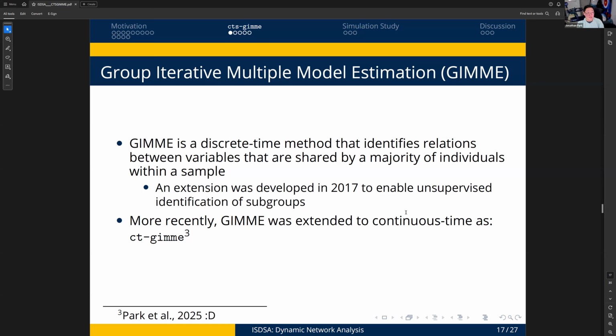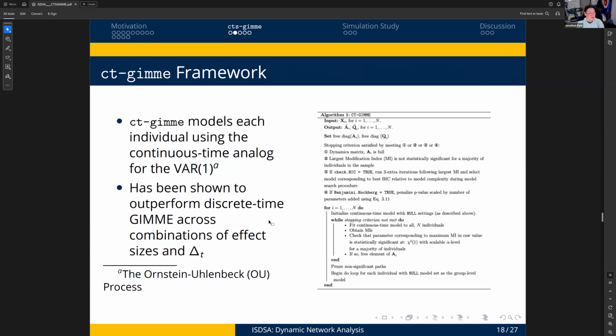In 2017, there was an extension that enabled subgrouping in GIMME models in the discrete time framework. And recently, GIMME was extended to the continuous time framework, and in this particular set of slides, we are also extending this to the subgrouping domain. So just some background for how continuous time GIMME's algorithm works.